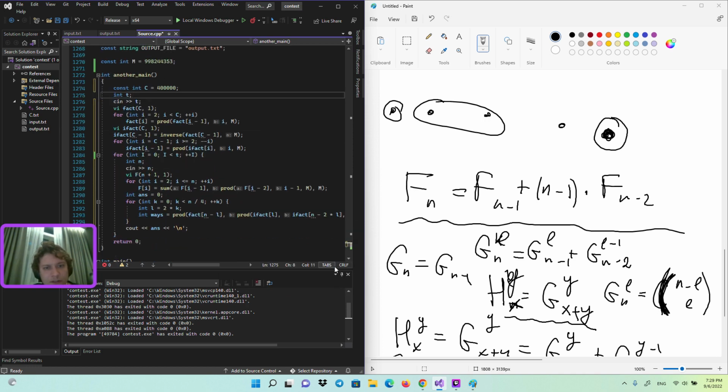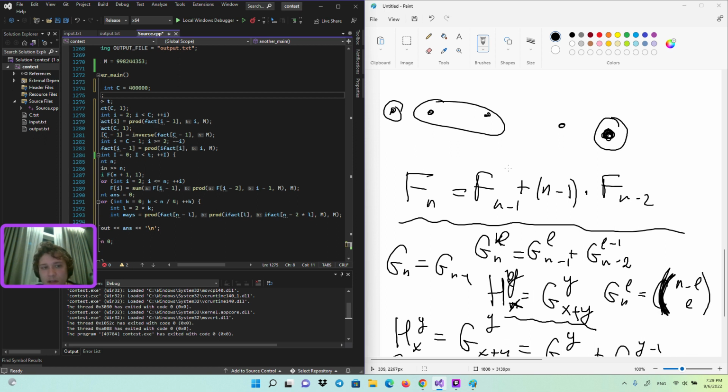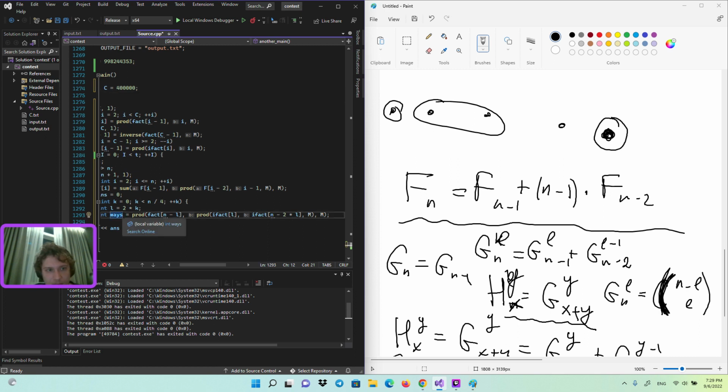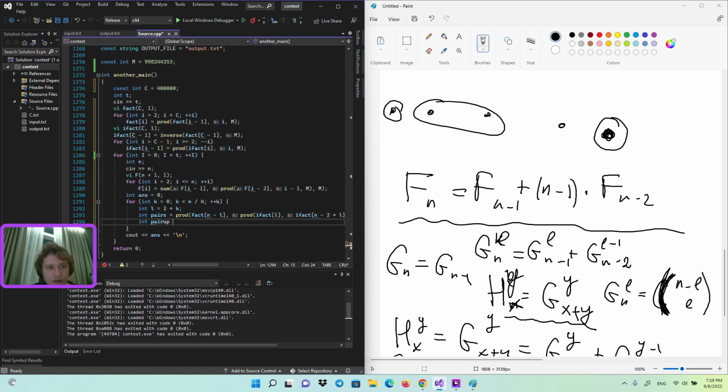Great. We found all factorials and inverse factorials, and now we found the number of ways of choosing 2k pairs. Secondly, we have to pair these pairs up. Then we have to pair them up, and this is just a double factorial, you know? For example, it's like 2k minus 1 times 2k minus 3 times etc. times 1. Okay, let's calculate double factorials.